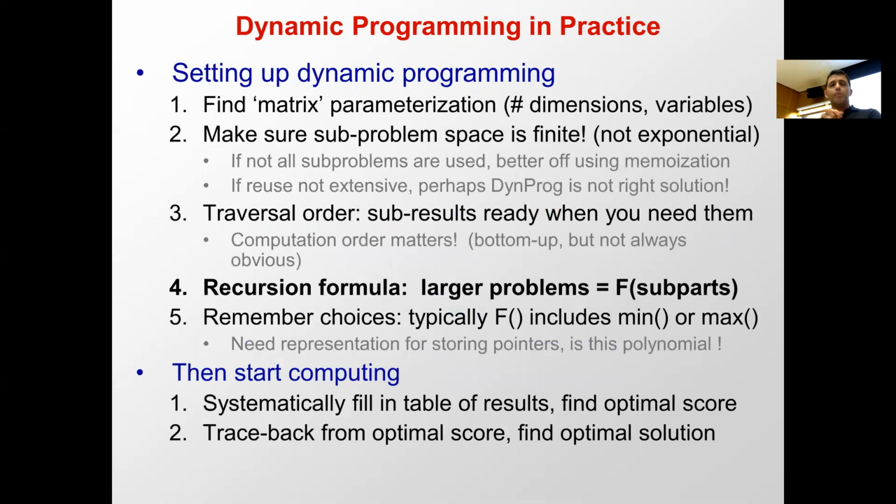All right, so dynamic programming in practice requires 5 different steps. The first is to find the matrix parameterization. What is the number of dimensions, the number of variables, which variables are there? So in the Fibonacci example, it was 1-dimensional, and the variable was simply, which Fibonacci number am I computing? In the sequence alignment problem, it's going to be 2-dimensional, and the variables are going to be which length prefix am I computing? Make sure that the subproblem space is finite, not exponential.